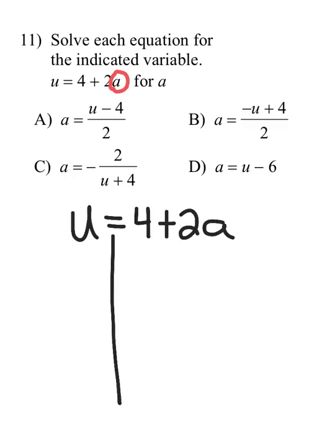Draw your wall. Move over that 4. I see a +4 here. The only way to move it is by turning it into a 0, which means to subtract it. So I'm going to subtract 4 from both sides.